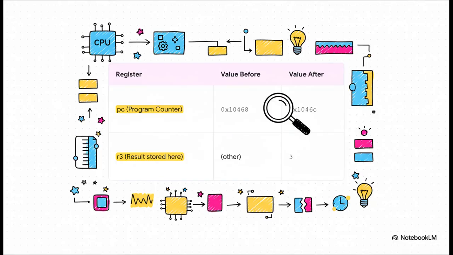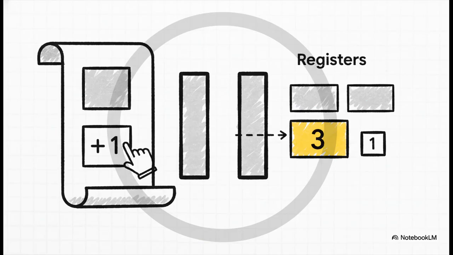Wow, look at that. Did you see it? The program counter jumped forward from one memory address to the next. It's now pointing at the next job to do. But here's the magic. Look at the register called R3. A second ago, it held some random value. Now, it holds the number 3. The CPU literally just performed 1 plus 2 and put the result right there on its workbench. We just saw it happen. That was awesome.